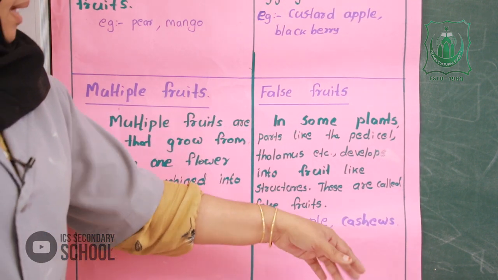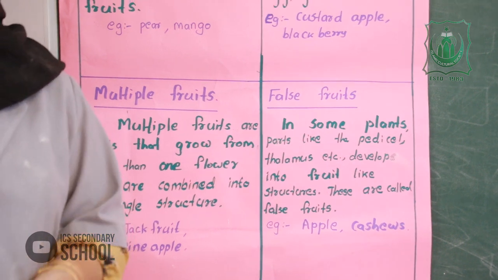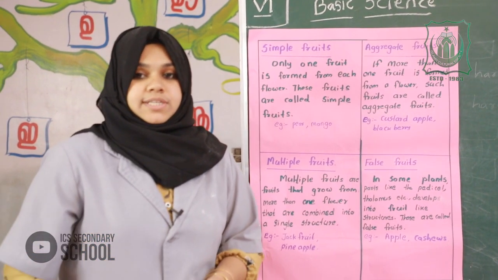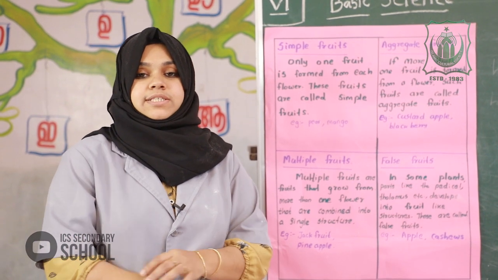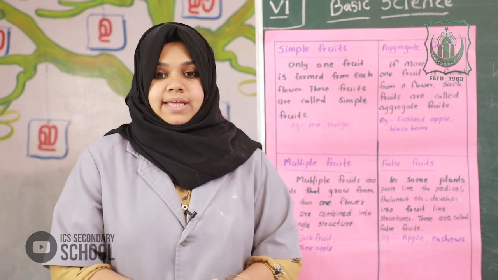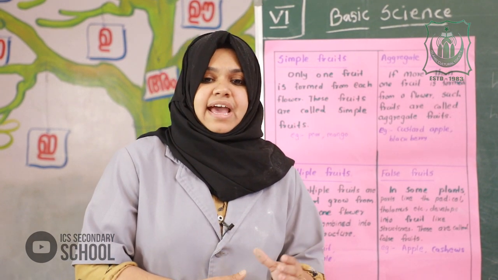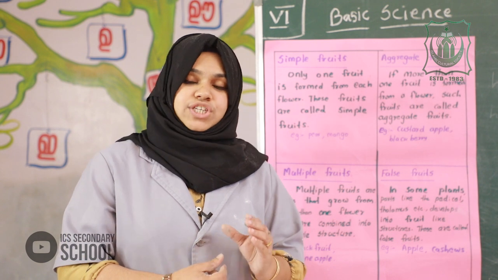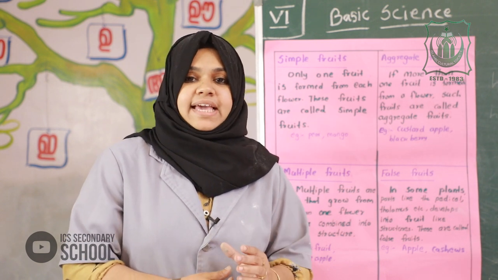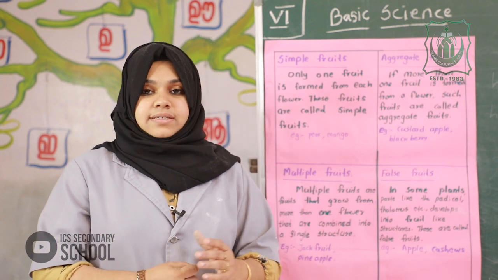Examples: apple, cashew. Next we will learn about self-pollination and cross-pollination, and how fertilization occurs. The male gamete from the pollen grains should reach the ovary and fuse with the egg. Fusion of the male gamete with the egg is called fertilization. This we have learned today.